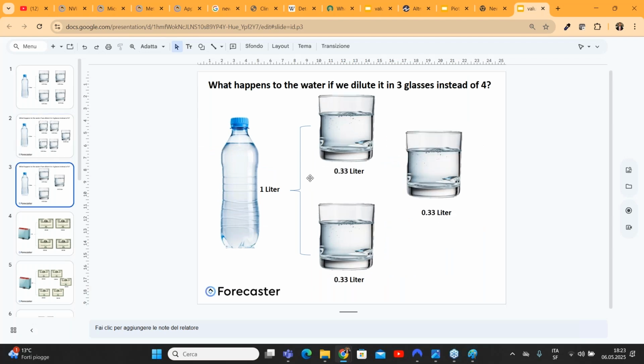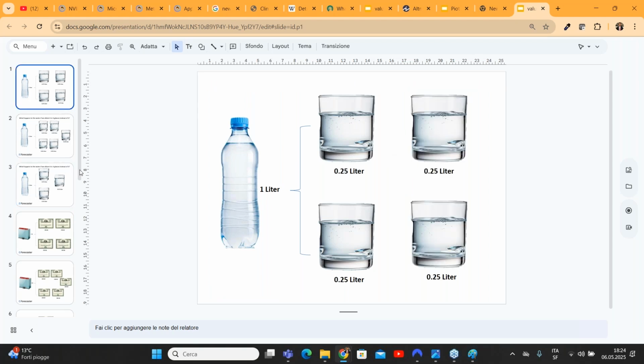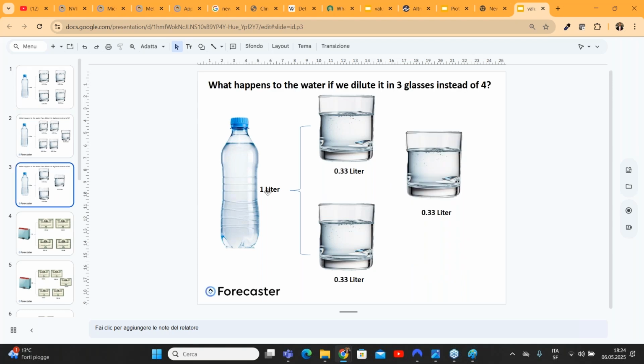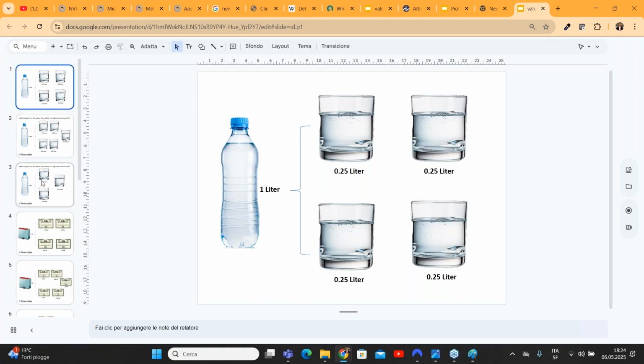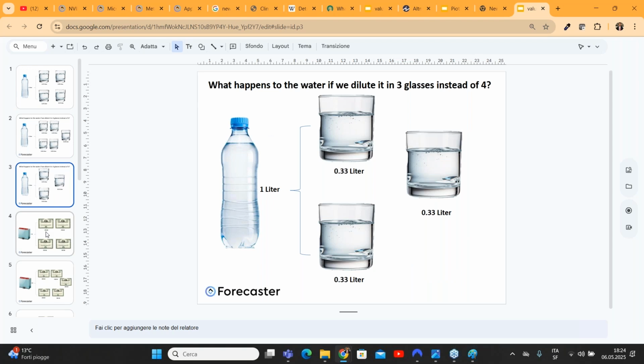the same liter, if you divide the same liter of water in 3 glasses and not 4, you have 0.33 liter for every glass. Okay, so if we go from this situation to this situation, very simple. Of course we can do the same example with shares.